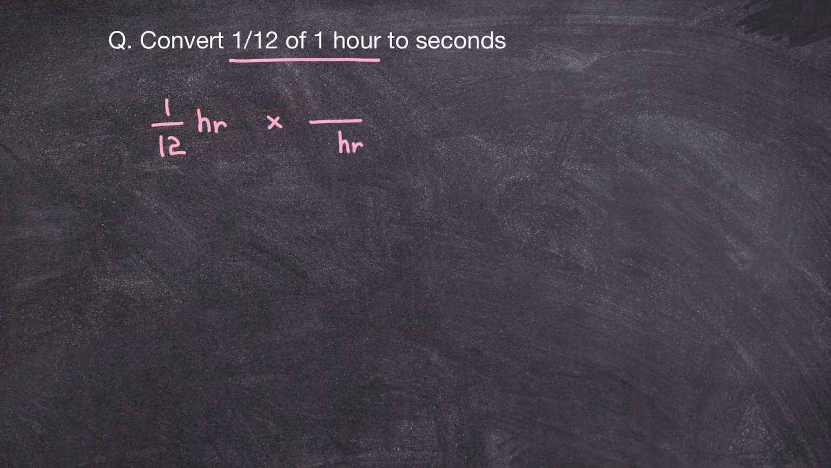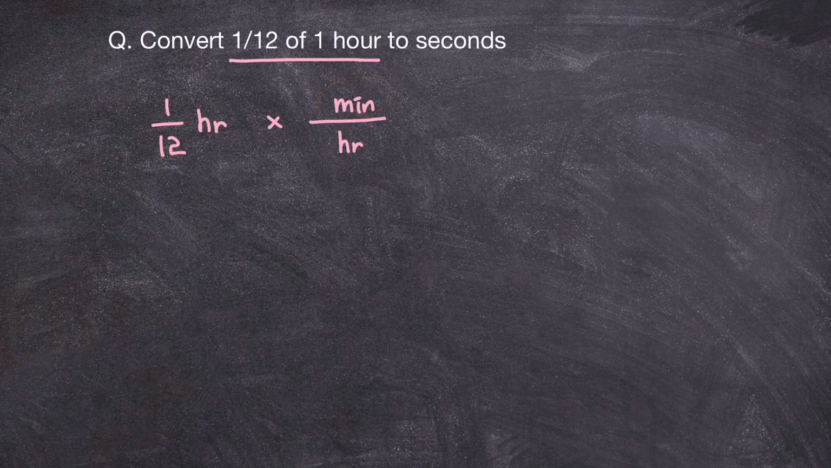So ultimately, I want to convert hour to seconds, but first I'm going to convert hour into minutes. So I'm going to put the unit that I want the original value to be converted to. So the unit that is going to be eliminated goes in the denominator. The unit that'll stay will stay in the numerator.